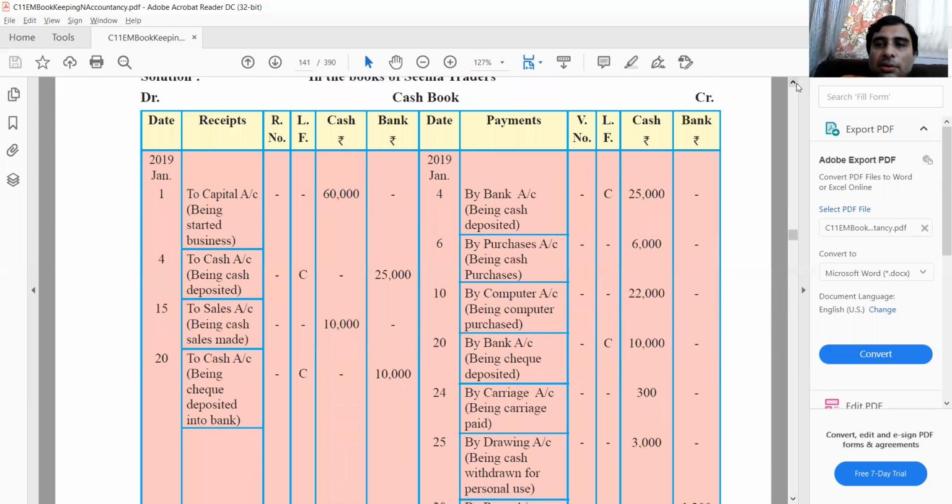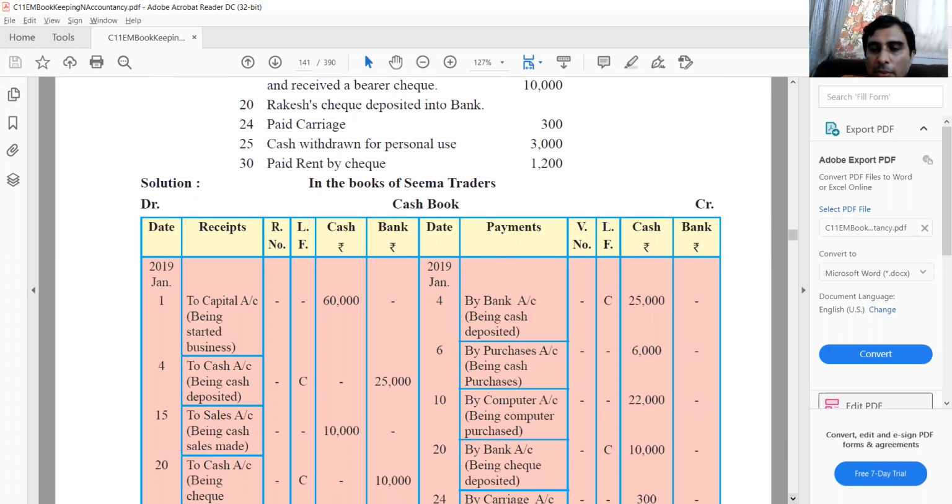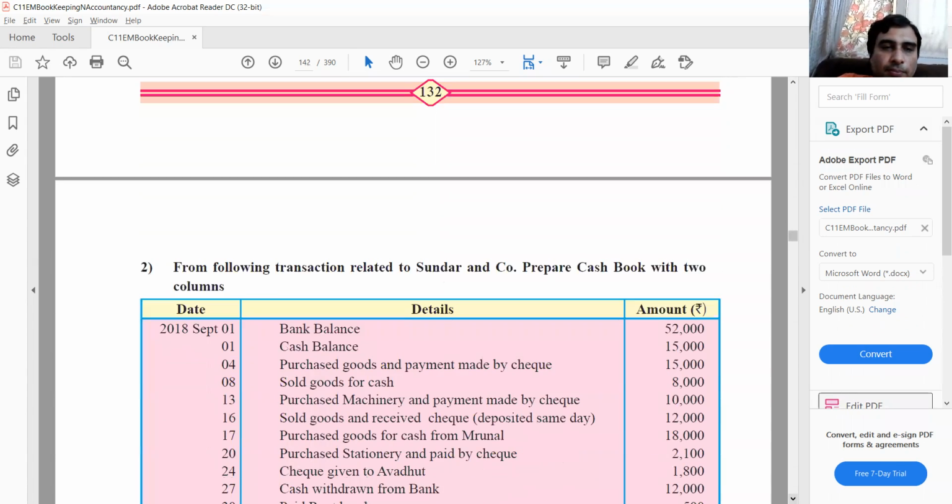And the last transaction in this example, paid rent. So money goes out, so by check. So it will be in the column of bank. It will be by rent in the bank column, 1200 here. And then you balance it. In pencil, you write down the totals on both sides, left side, right side. You subtract it. Luckily, there's real cash, real bank balance here. So carry forward and brought forward. So this is the second solved example.